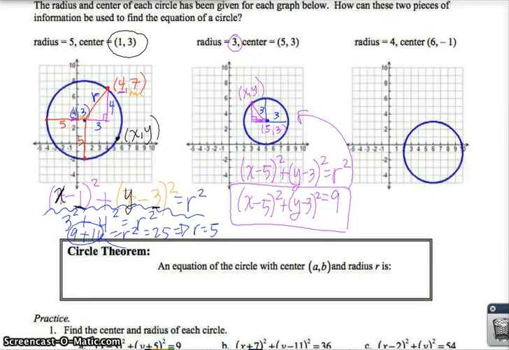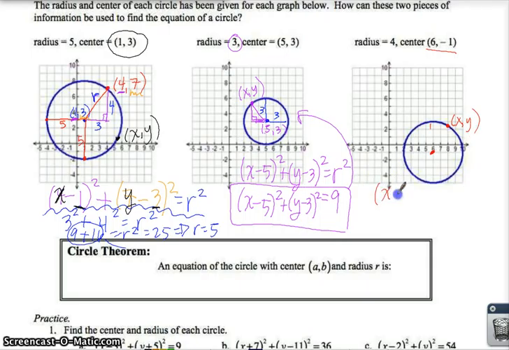Let's look at the third one. Center is (6, -1). Radius is 4 units. Again, we can see that very clearly. So if I chose a random spot out here on the circumference, what would the equation of the circle be?